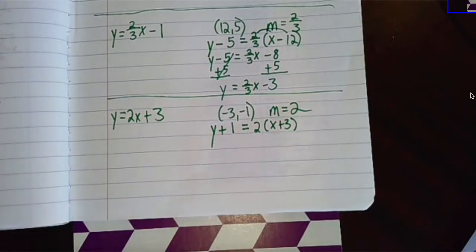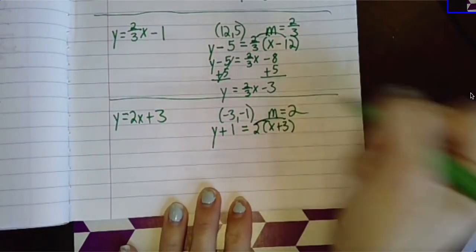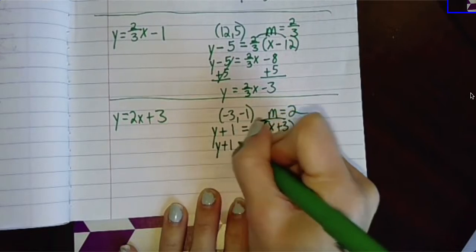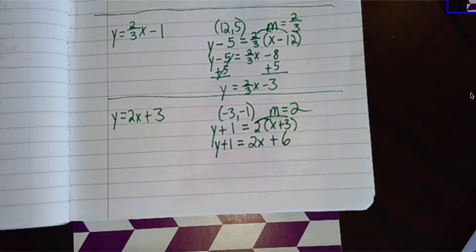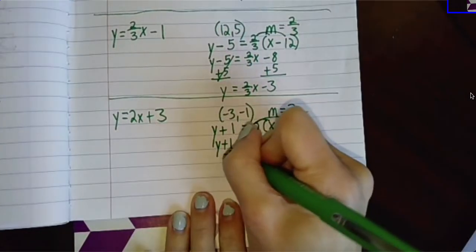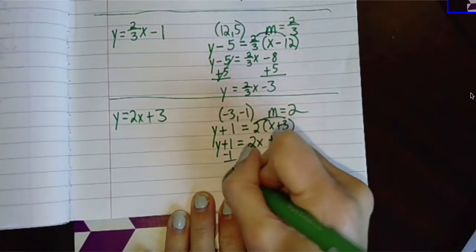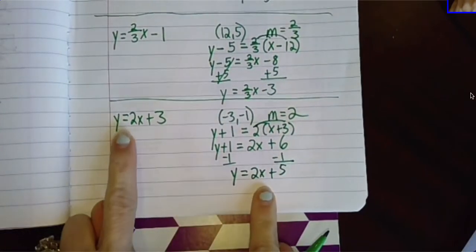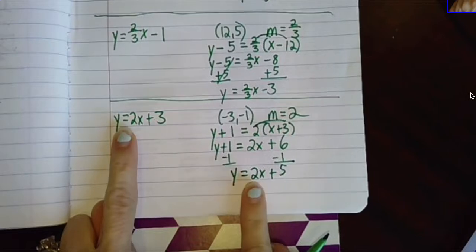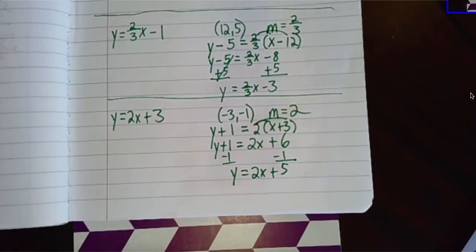What am I going to do to solve for y, to get y by itself? Distribute and then move my 1. So I'm going to just multiply this 2 times everything. Y plus 1 equals 2x plus 6. Any questions on that part? Then we said we move our 1. So I would what? Subtract it. So y equals 2x plus 5. And see, I can tell these lines are parallel because they have the same slope. They're going to be parallel lines.